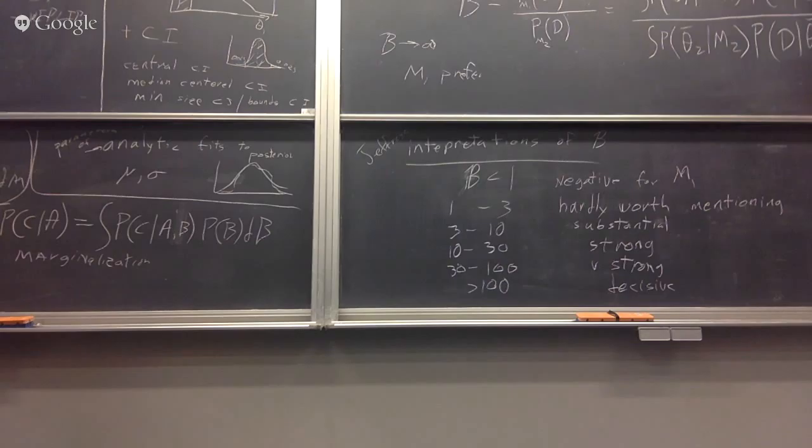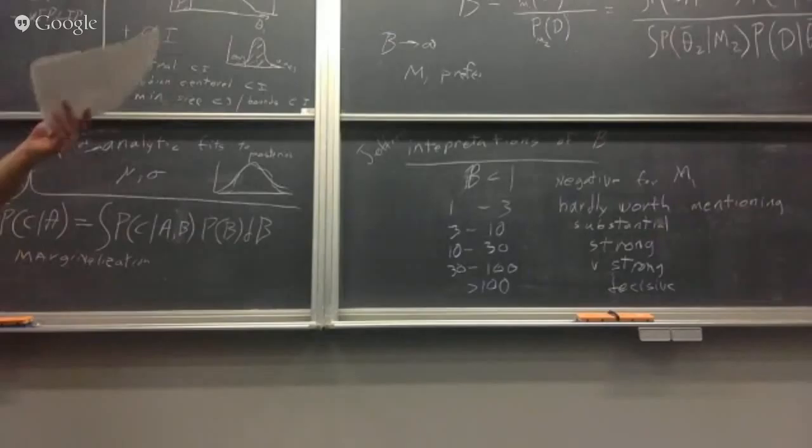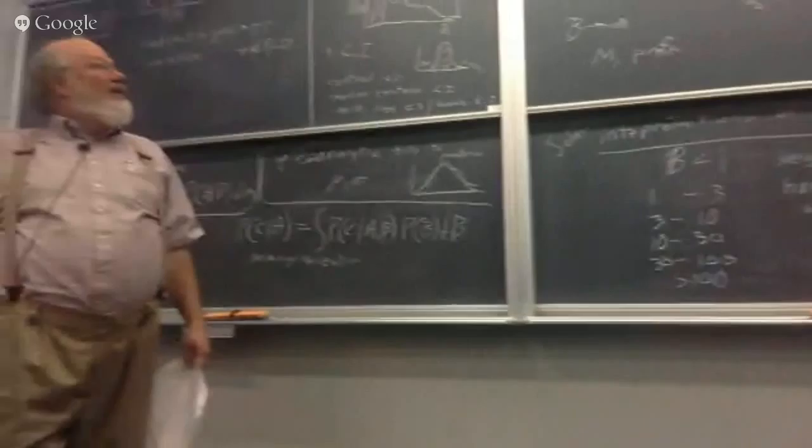So if B is less than 1, then it's negative for model 1. Right. Why wouldn't we say from B of 0.3 to 1 it's hardly worth mentioning for model 2? Yeah, it's invertible and the labels are arbitrary. But they usually relate to model 1, so you choose your model 1 such that it's the higher probability. But I actually have seen tables of this in textbooks that do exactly what you're saying. They invert, and people list the logs of these and various things, but you get the idea.